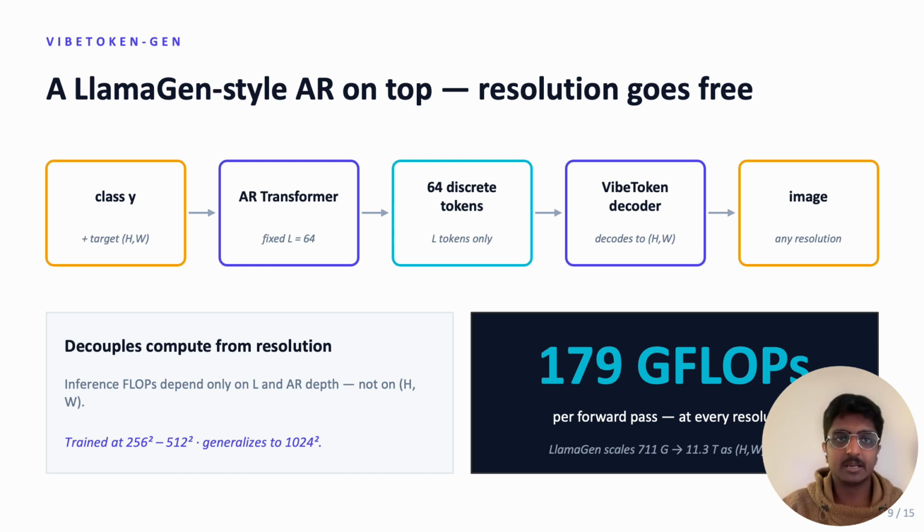Next, we use this pre-trained VibeToken tokenizer to train the autoregressive model, which we call VibeToken-Gen. VibeToken-Gen is trained to only generate 64 tokens, and all the resolution-based pixel decoding is handled by VibeToken. As a result, we don't need to train the generative model to support the 4K, 10K, or 16K tokens for high resolutions, but only a 64 token based small autoregressive model is enough to generate high quality images.